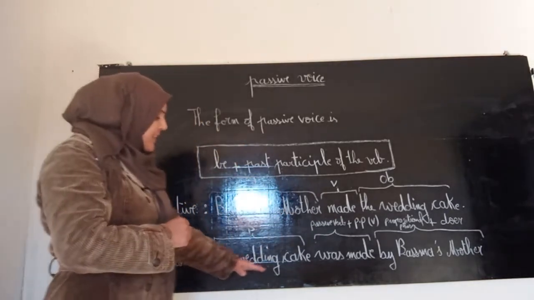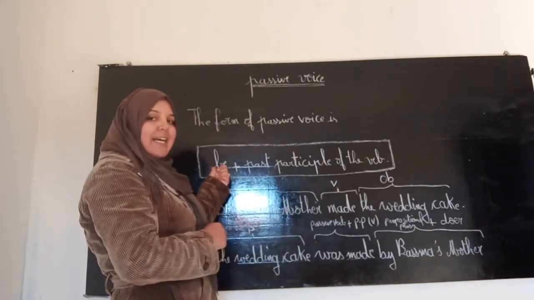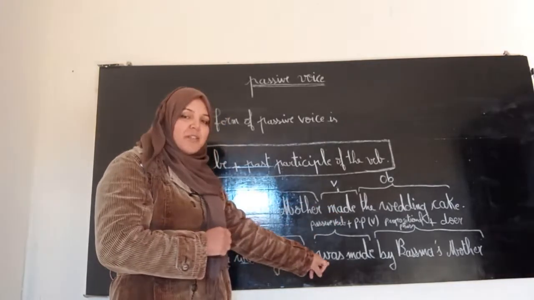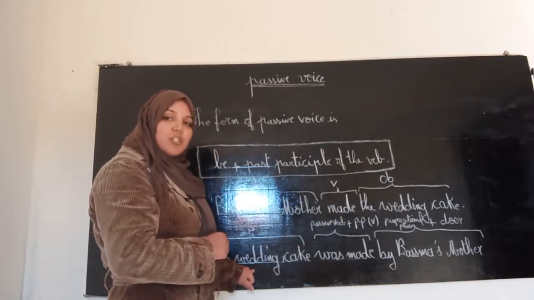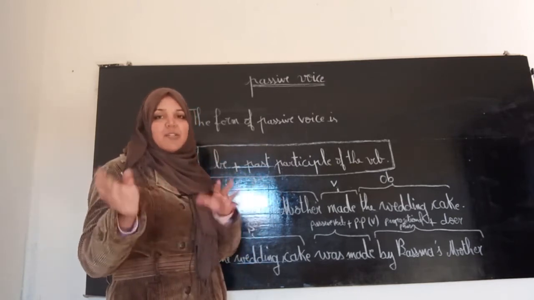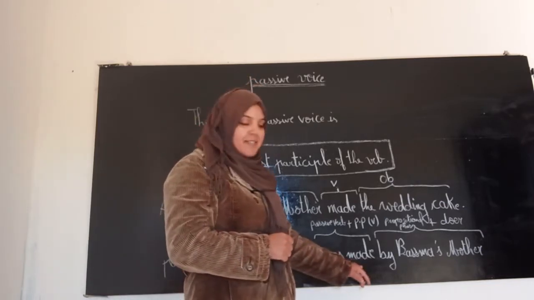Fine. The wedding cake plus what? Plus be. And be, according to this verb, is was, because we have third person singular. We have said that be is was and were. Okay? So the wedding cake was made.